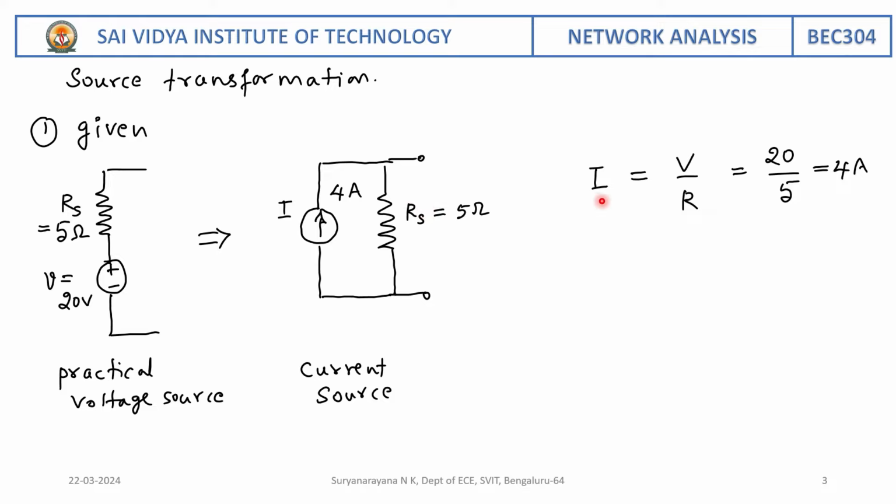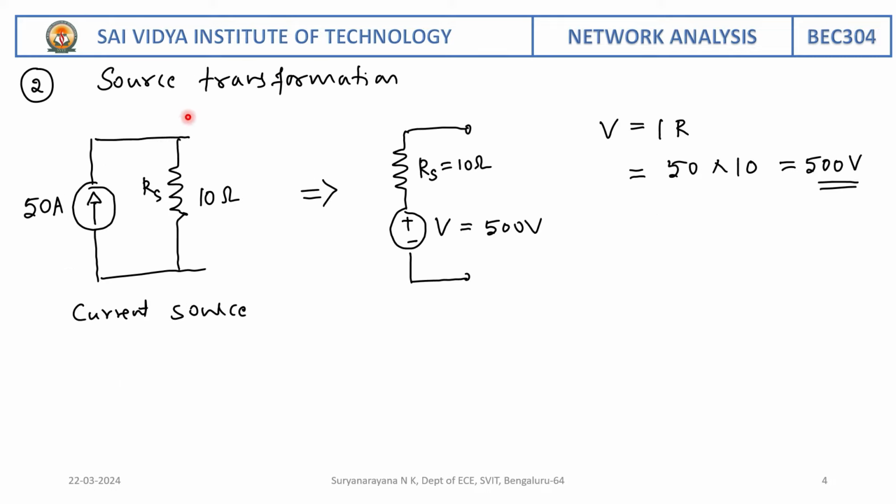So use the relation I is equal to V by R. Given V and source resistance, use this relation I is equal to V by R so that we get 4 amperes, current as 4 amperes. So now you write here the current source, and across the current source you write 5 ohm. That represents V to I transformation.